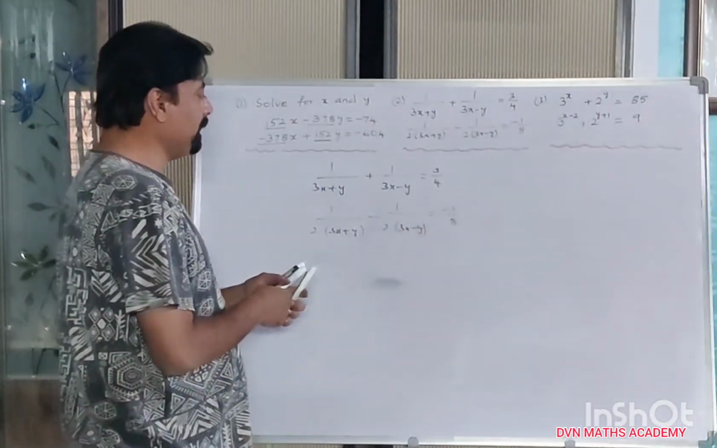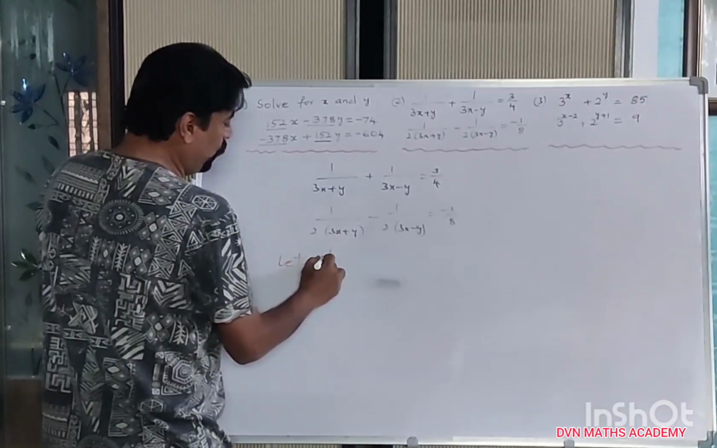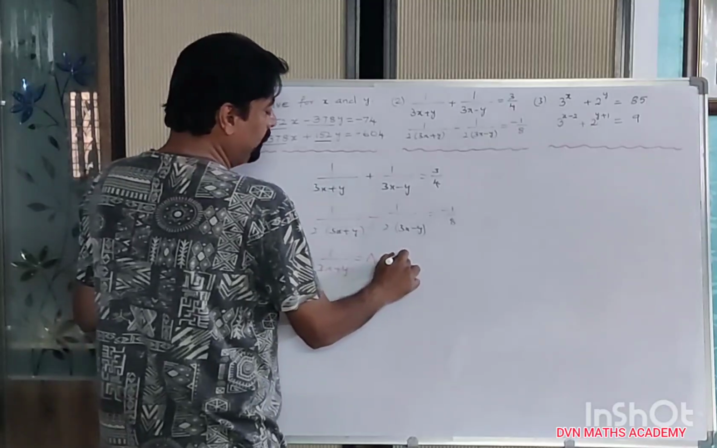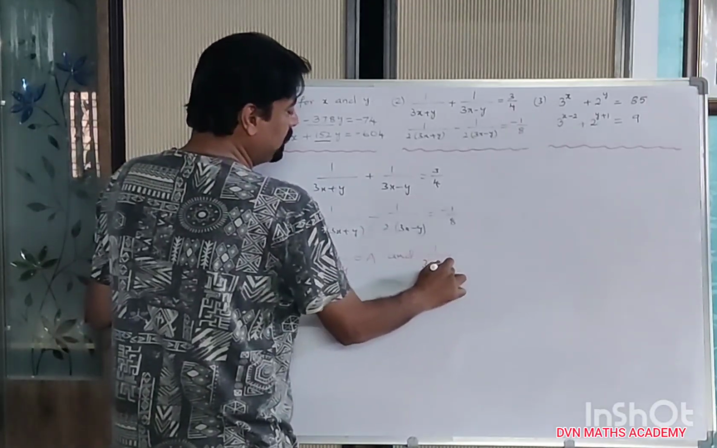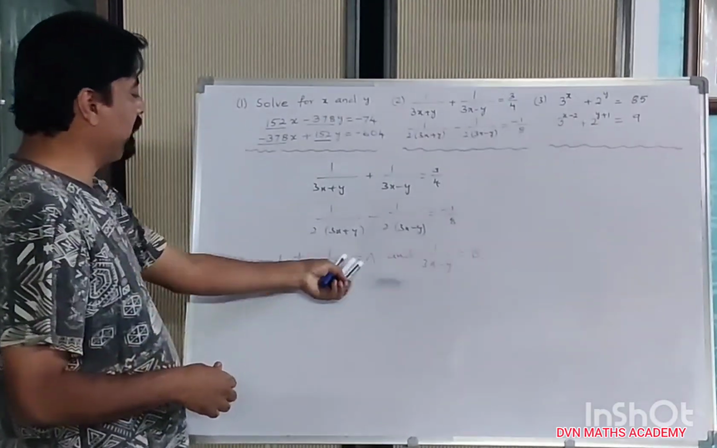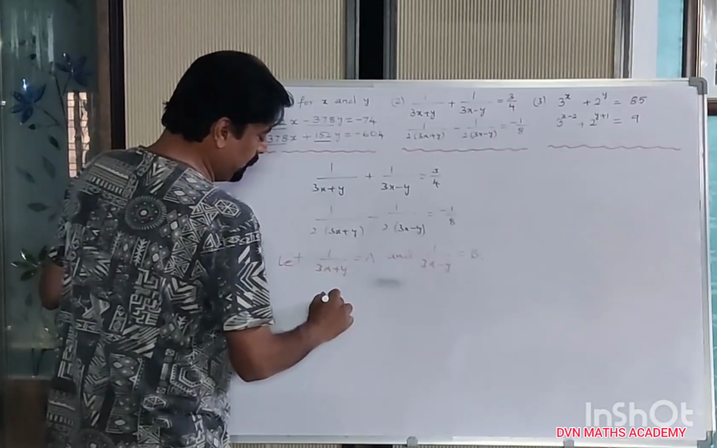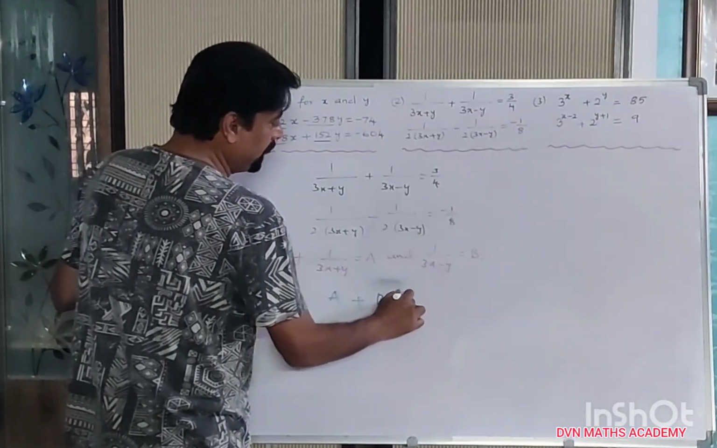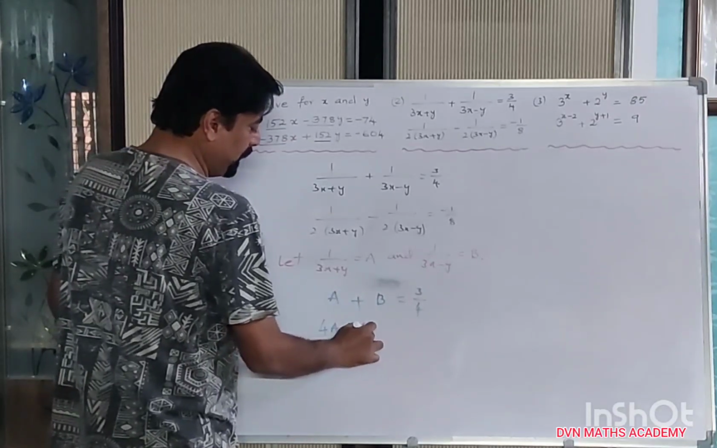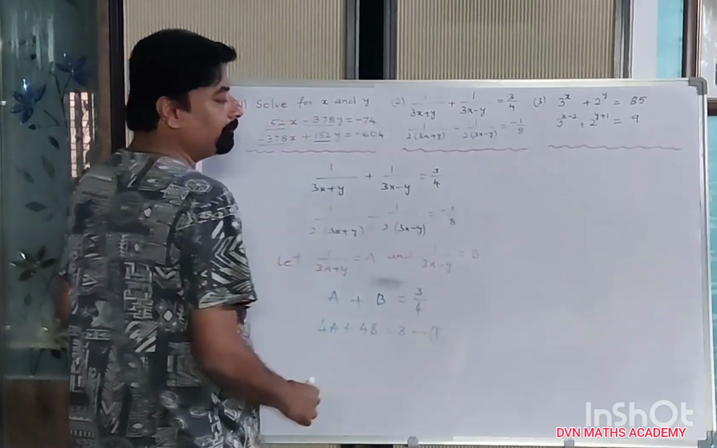How am I reducing? Just say let 1 by (3x plus y) be a, and 1 by (3x minus y) be b. Now it is easy to write these equations by taking a and b. I have taken this value as a, therefore this equation will be a plus b is equal to 3 by 4. By cross multiplication, 4a plus 4b is equal to 3. So this is my first equation.